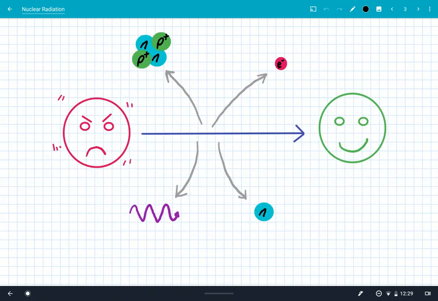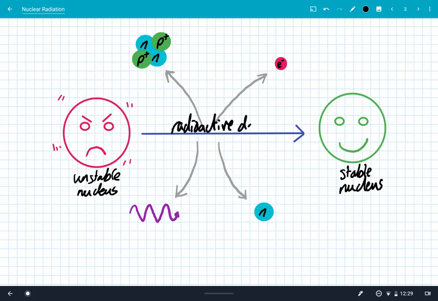So we've said that everything in the universe wants to go from unstable to stable. It's a fundamental law of the universe. So here I've got an unstable nucleus. Obviously, nuclei don't have faces, but I'm just trying to represent that it's unhappy. It's got too much energy and it wants to somehow lose it. It wants to become this nice, stable, calm nucleus. And the way that it does that is through radioactive decay.